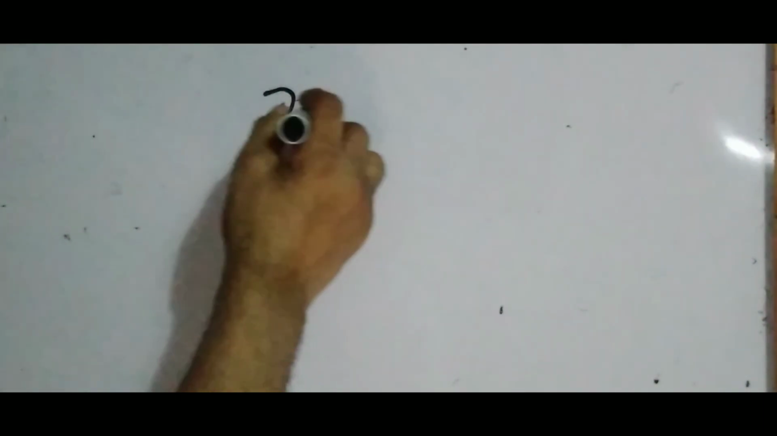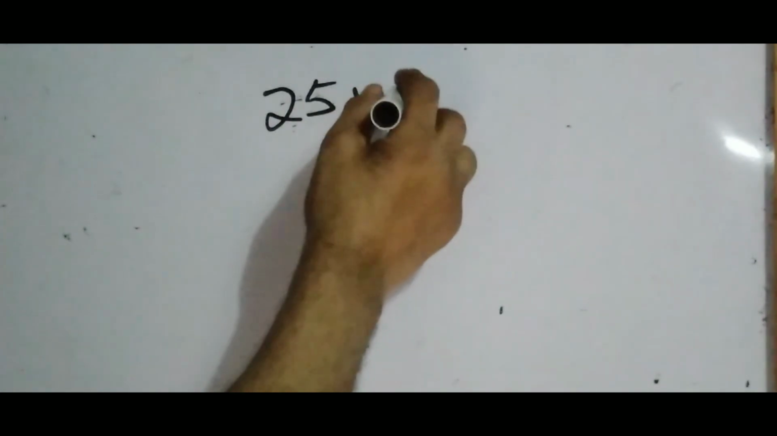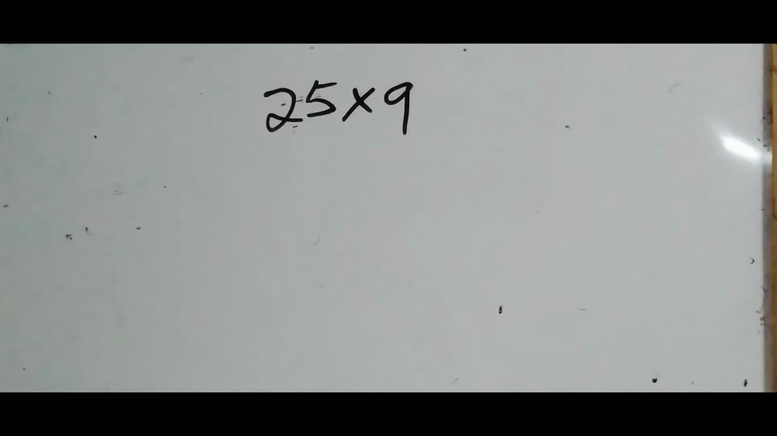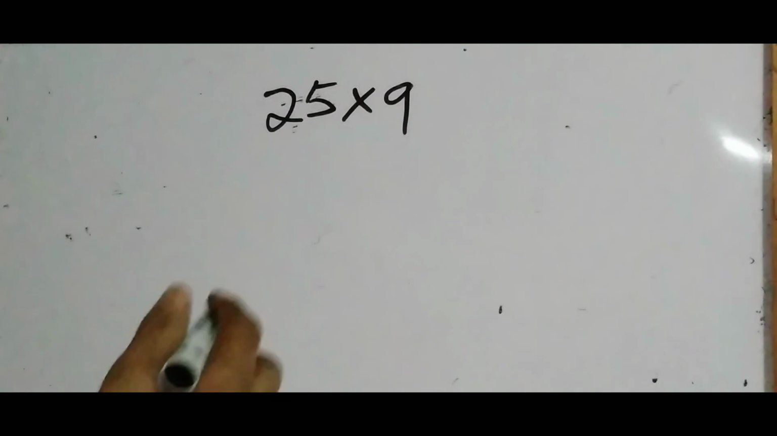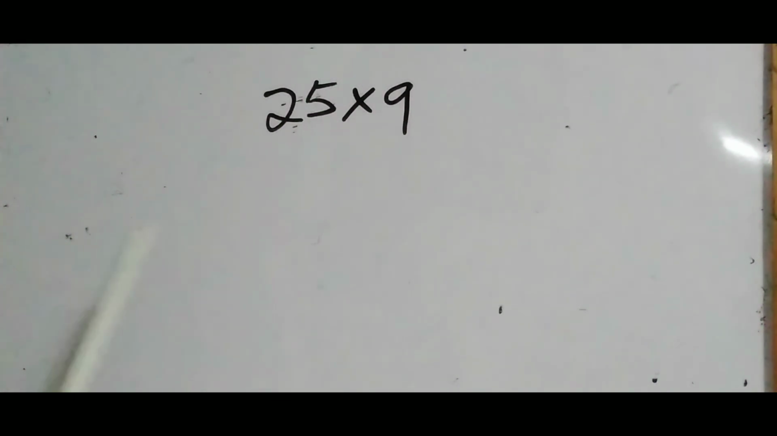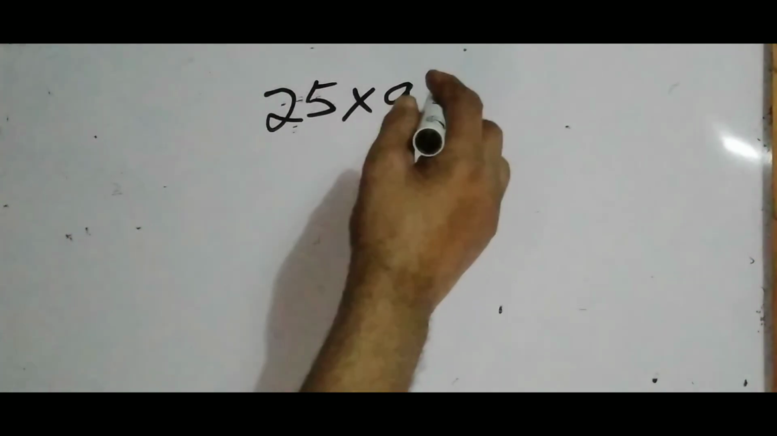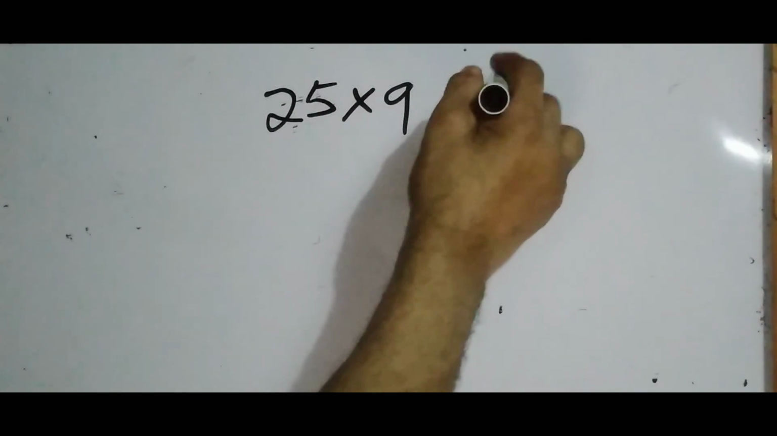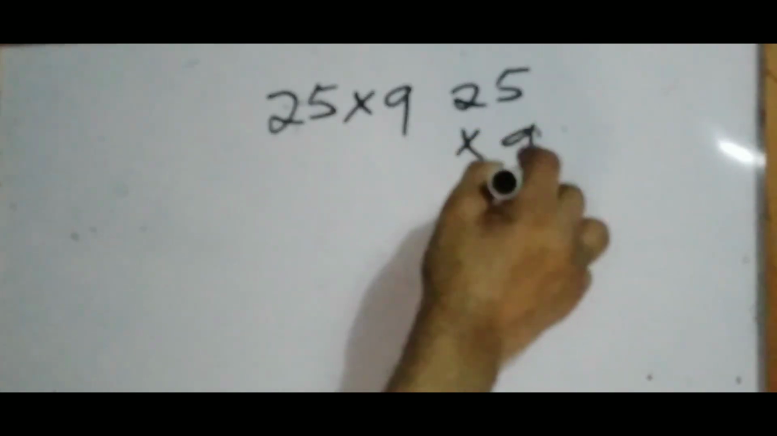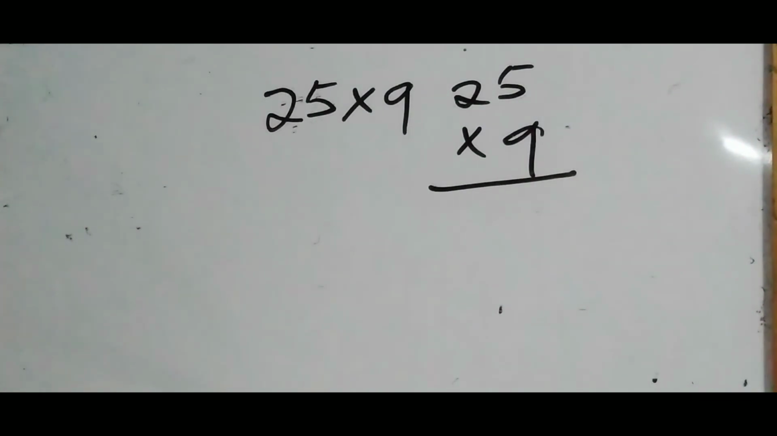So let's say we have 25 multiplied by 9. Now let us set out this multiplication problem. There's no 25 on your multiplication table, so you wouldn't be able to tell by just looking at 9 times 25. You might be, but in most cases you might not be. So we are going to set it out. So let's do that. 25 multiplied by 9. That is how you set out the multiplication problem.